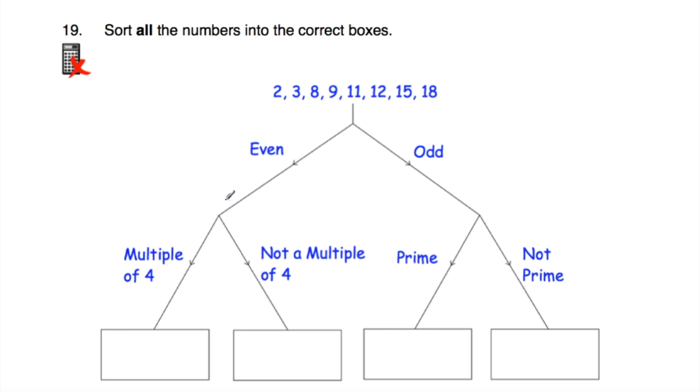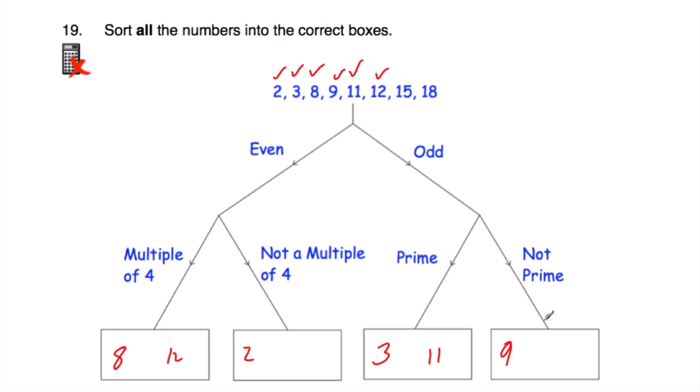2's even, and it's not a multiple of 4, so it's going to go there. 3, it's odd, and it's prime, so let's put it over there. 8, it's even, and it's a multiple of 4, so let's put it over there. 9, it's odd, and it's divisible by 3, so it's not prime, so 9's going to go there. 11's odd, and it's prime, so it's going to go there. 12 is even, and it's a multiple of 4, so it's going to go there.